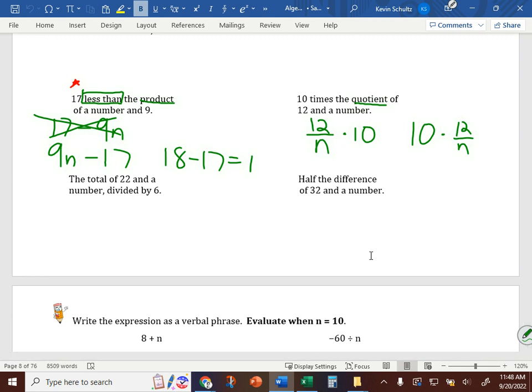Let's look at the total of 22 and a number divided by 6. That comma, remember what the comma does is it breaks up the expression for you. It says the total of 22 and a number.